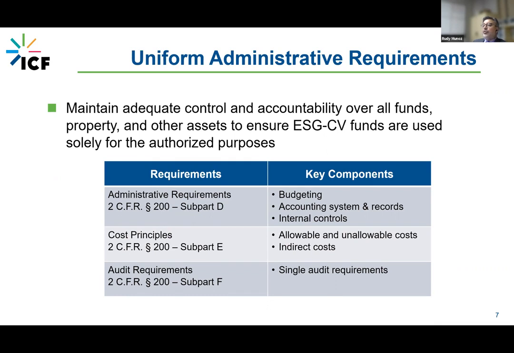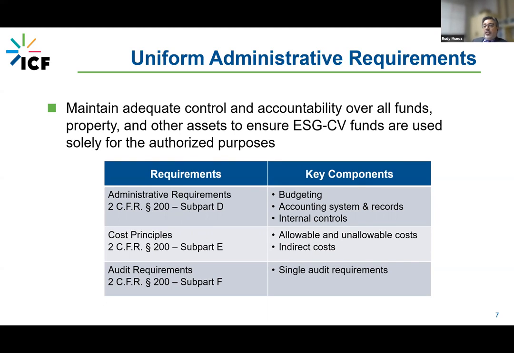The requirements of 2 CFR Part 200 focus on 3 main sections, and they're shown on the table on this slide. And they are the administrative requirements, which are found at 2 CFR Part 200, also known as Subpart D. And the key components of Subpart D include budgeting, accounting systems and records, as well as internal controls. And we'll talk about each of these in more detail in the upcoming slides.